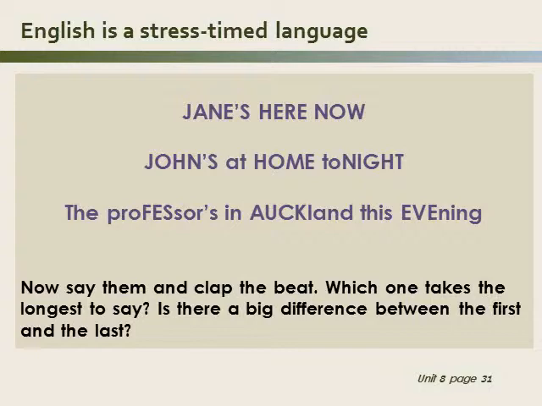What you heard is probably that the first sentence takes about the same amount of time to say as the last sentence, even though the last sentence has a lot more words in it. So English is a stress-timed language, which means that the stressed words appear at roughly regular intervals, and the unstressed words have to be squished in between them, and of course that can mean that they're not pronounced very clearly.